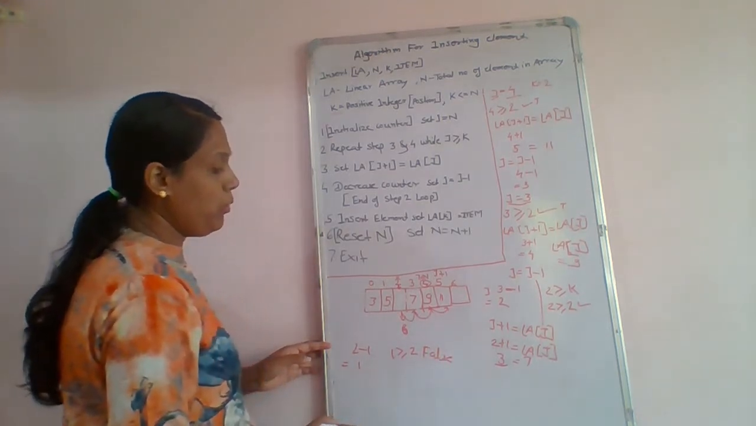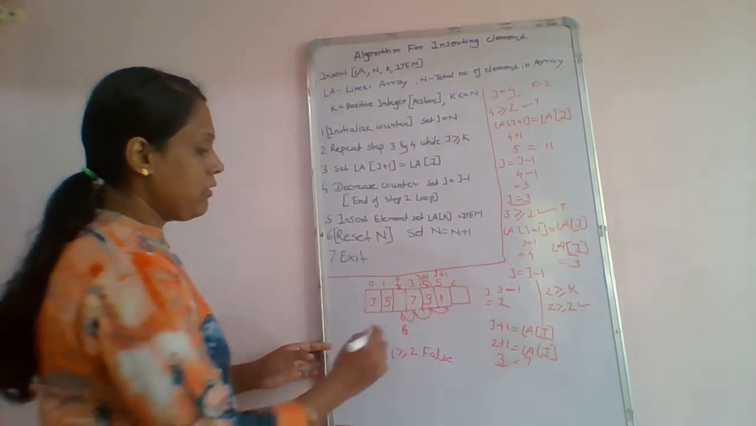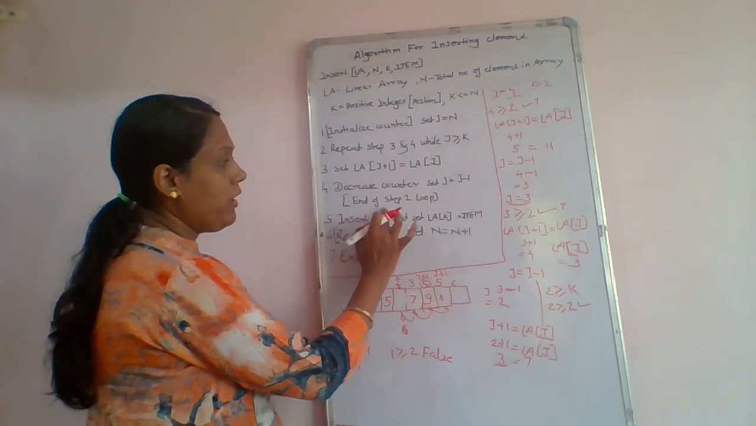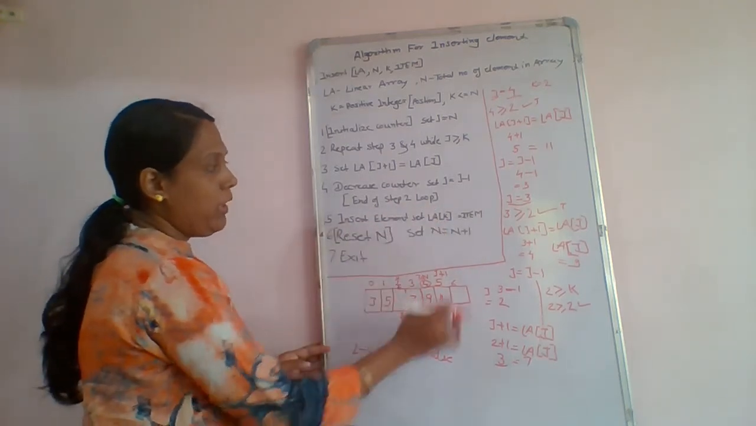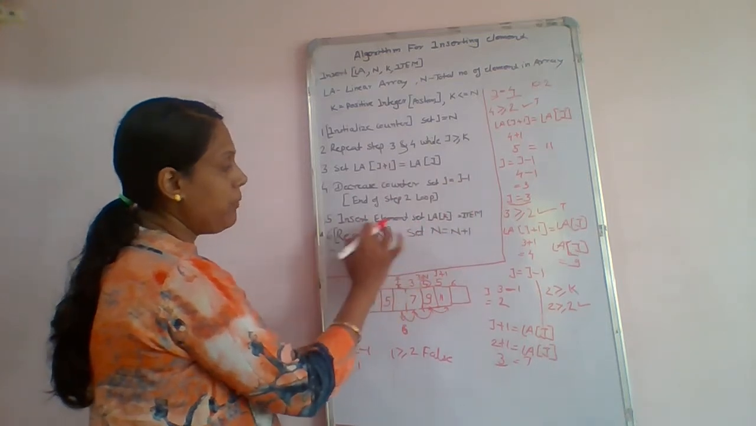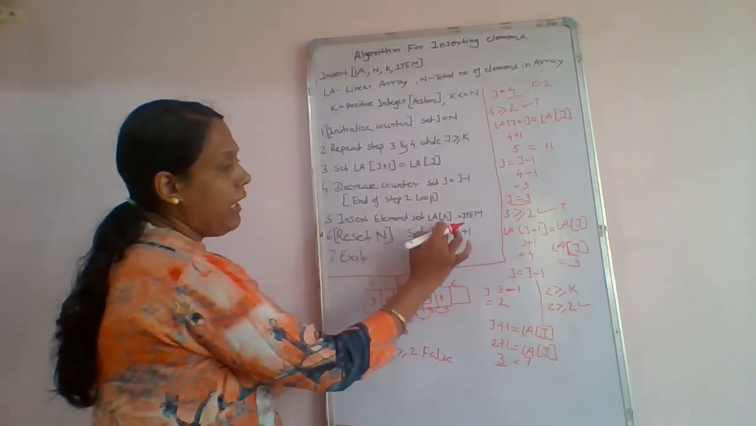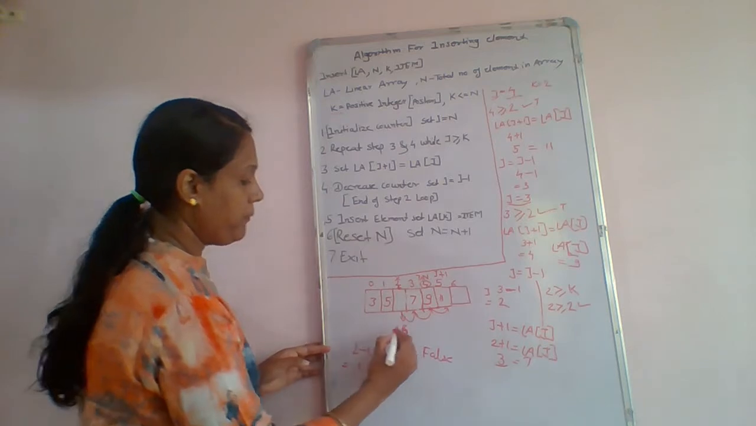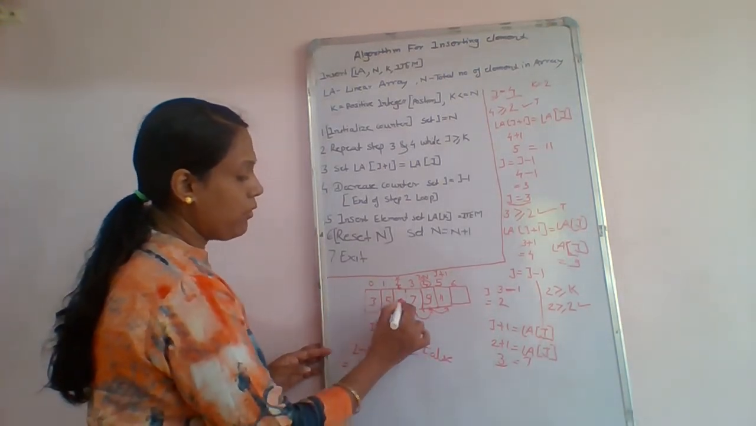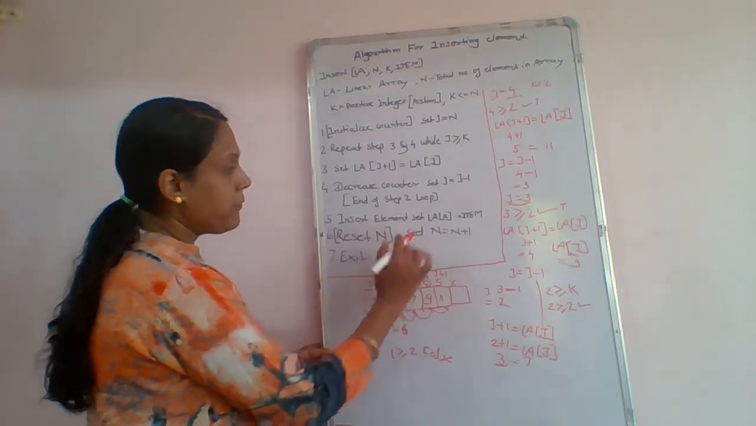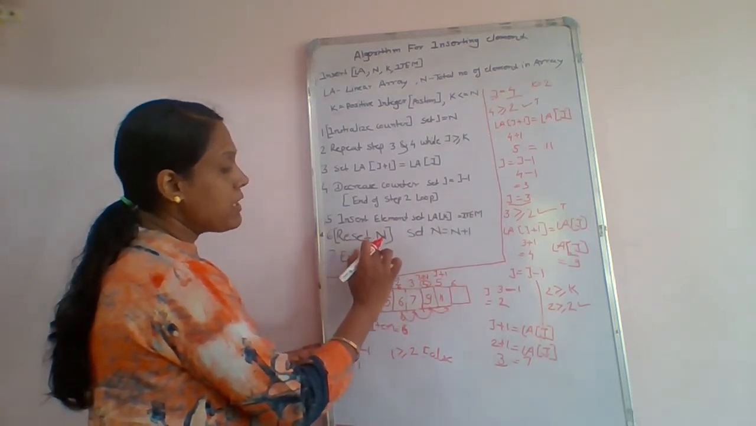So what are we going to do? Now the condition becomes false, so it will come out of the loop. End of the step 2 loop. So it will not perform this one. It will come to insert element: set LA of k equal to item. This is our item, that is the 6 that we are going to insert over here. And the next step is to reset n.